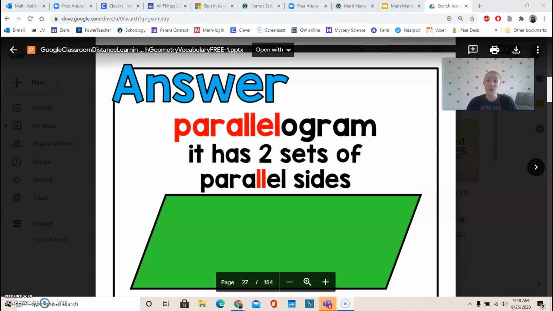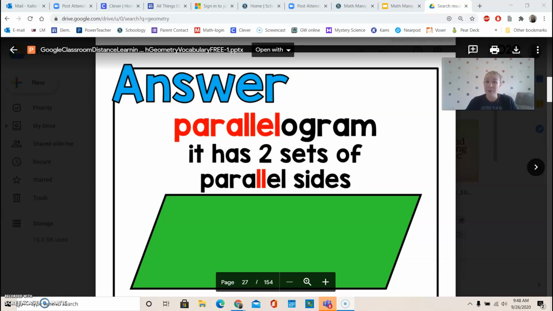One type of quadrilateral or quadrangle is called a parallelogram. This is what a parallelogram looks like. Now, in your book, look at the top of page 100. It says quadrangles, and then it's divided into 2 different categories. One of those categories is parallelograms. Parallelograms are quadrangles that have 2 sets of parallel sides.